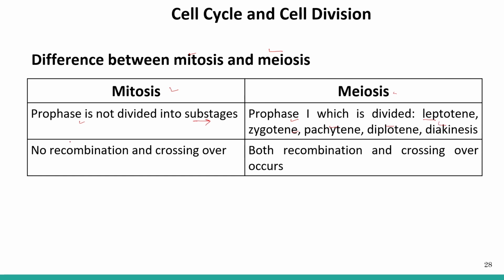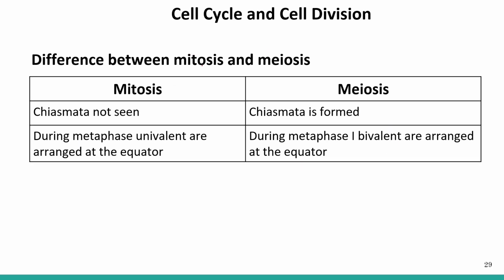In mitosis, there is no recombination seen, because there is no crossing over. But in meiosis, both recombination and crossing over take place, which leads to variation. And recombination and crossing over take place during the pachytene stage. Now again, in mitosis, no chiasmata are seen, whereas chiasmata are formed during the diplotene stage of meiosis.